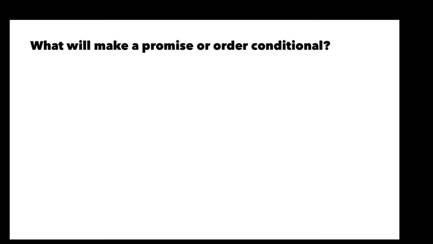Now, we said it must be an unconditional promise to pay. So what is it that will make a promise or order conditional? Remember, a negotiable instrument's utility as a substitute for money or as a credit device would be dramatically reduced if it had conditional promises attached to it. And therefore, the transferability of the negotiable instrument would be greatly restricted. So to avoid such problems, the UCC provides that only instruments with unconditional promises or orders can be negotiable.